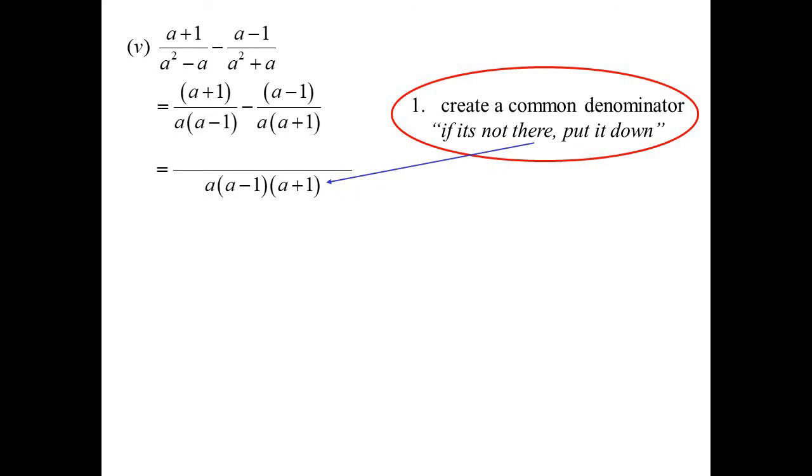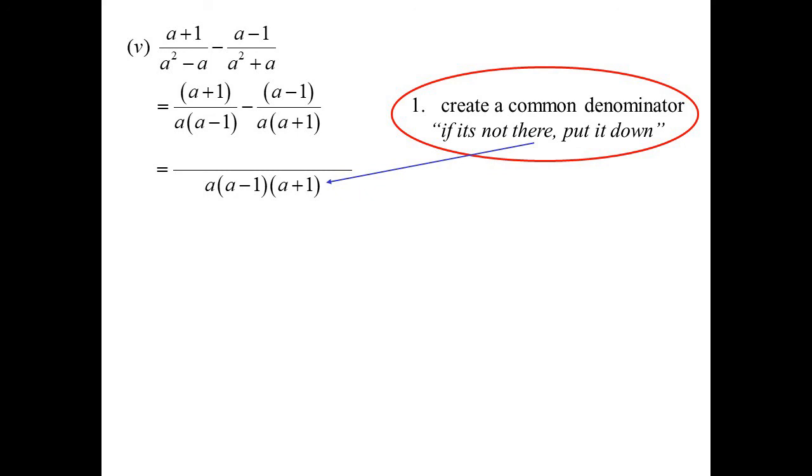And that way, I mean, it would have been possible, some people would have just multiplied the two together, but you end up with a squared. It will still work. It just means later on, you're going to have to do some cancelling. So it just saves time to get that out of the way first. If it's not there, put it down.